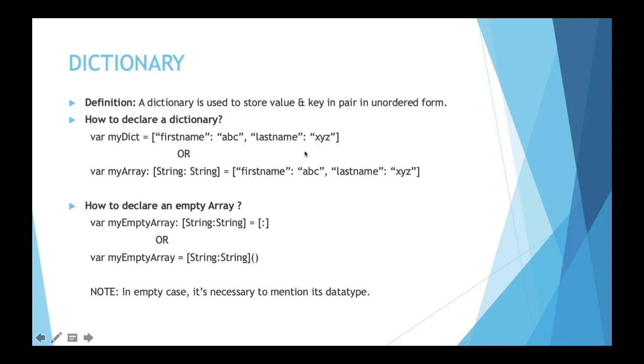All right, the main difference between array and dictionary is there is a single value in array, key value pair in dictionary. And in array it is ordered, but in dictionary it is unordered. So there are two big differences. And how do we declare an empty dictionary? Sorry, it must be dictionary. So here also we have two ways to declare an empty dictionary, right? Note, in empty case, again it's necessary to mention its data type.